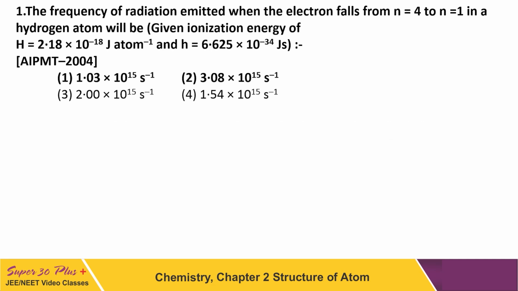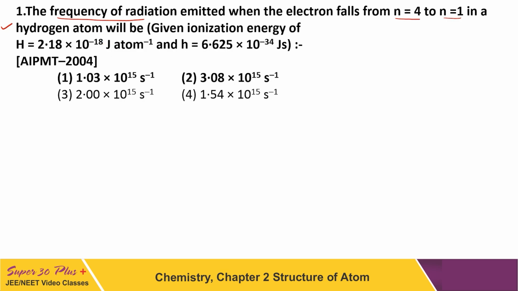The first question in front of you is: the frequency of radiation emitted when the electron falls from n equals 4 to n equals 1, meaning the electron is transiting from the fourth to the first shell in the hydrogen atom, and you have to find out the frequency of the radiation involved in this transition. Now we will begin this question with the help of ionization energy.